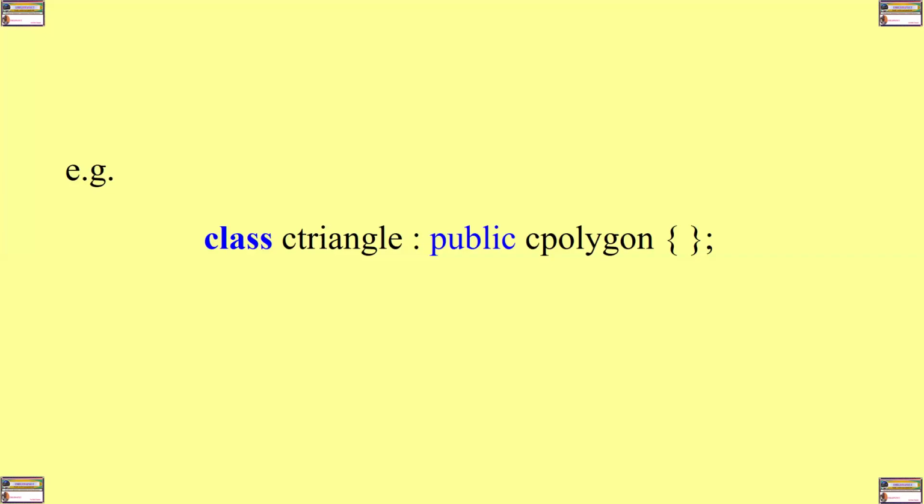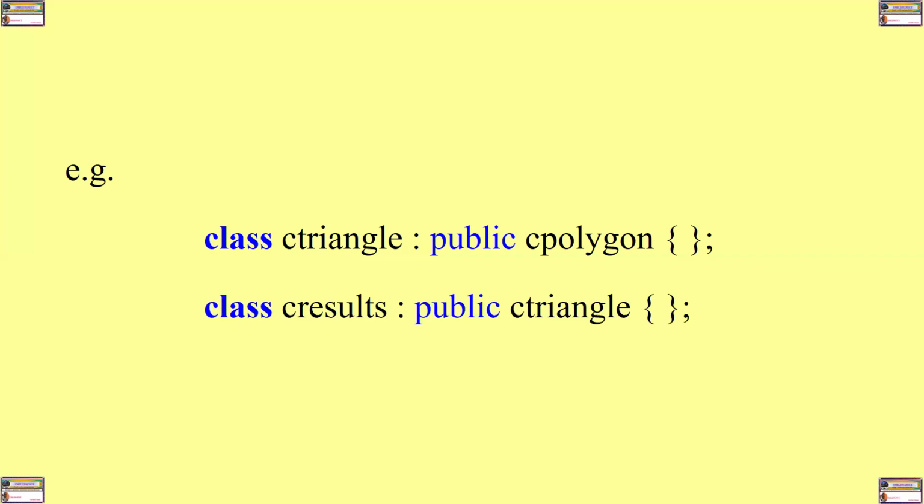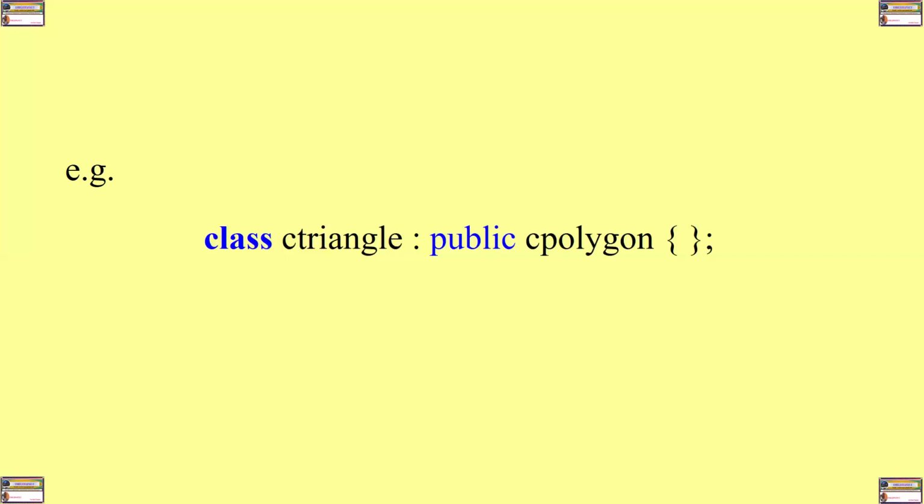So an example is the class called CTriangle, which is derived from the class called CPolygon. And then the class called CResults is derived from the derived class called CTriangle. So that's how we do it. We first of all begin with the first derived class and the base class. In this case, our first derived class is CTriangle. It is derived from the base class CPolygon.